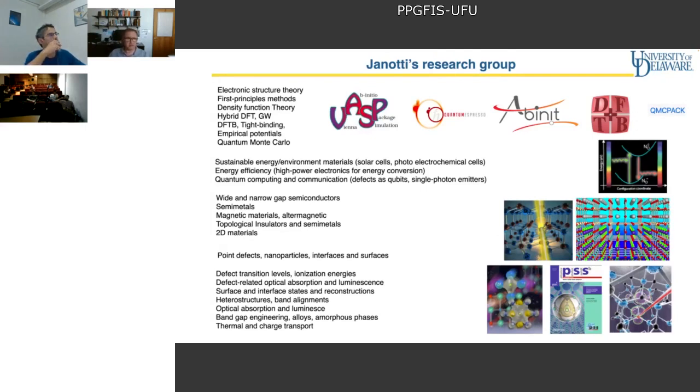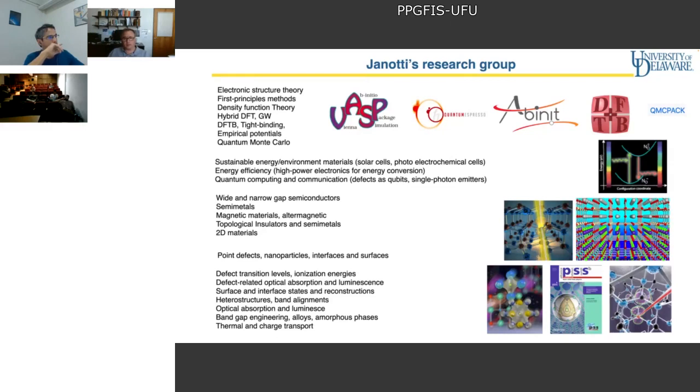Another direction is what we call DFTB, which is an approximation to DFT, with a tight binding underlying that approximation. And sometimes we resort to empirical potentials, not often. More recently, we started looking at quantum Monte Carlo methods in collaboration with Argonne for some specific problems. Quantum Monte Carlo is very expensive computationally, much more than the other methods that we have been dealing with, and we are still in the learning stage.